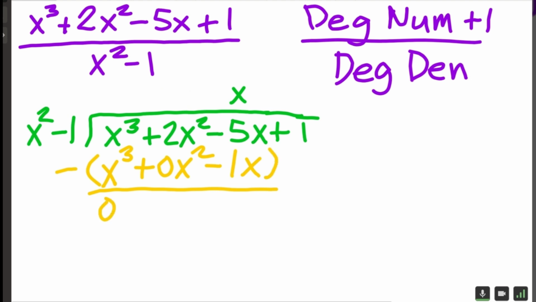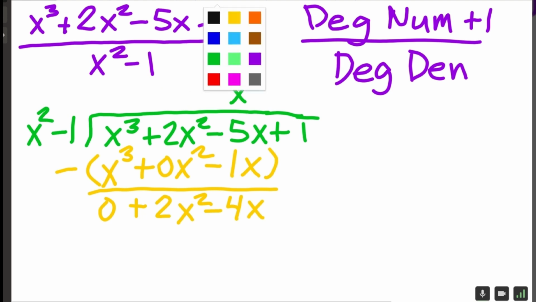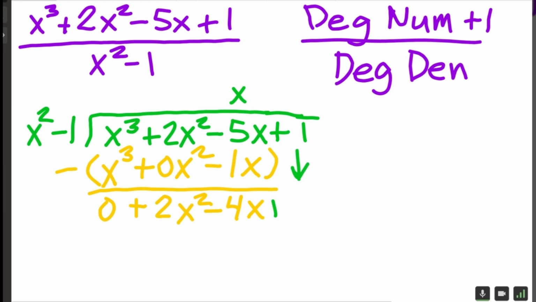x cubed minus x cubed is 0. 2x squared minus a 0x squared is a positive 2x squared, 2 minus 0, 2. Negative 5 minus a negative 1, in other words negative 5 minus a minus, so plus 1, that's going to be a negative 4x. Then we're going to carry on down that 1. He gets to be involved now too. So now we have 2x squared minus 4x plus 1 as a dividend. We're going to divide into that x squared minus 1.